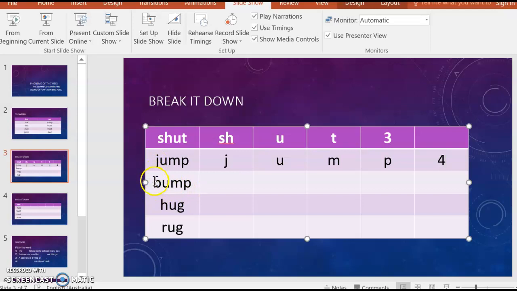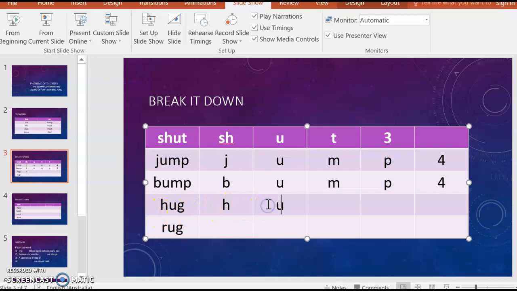Because we have just changed the first sound or the first letter, do you think it might have the same? Let's see. Bump. B, u, m, p. Bump. 1, 2, 3, 4. It would have the same because it looks the same here except for the first letter difference. Bump. Next word, hug. Break it down.